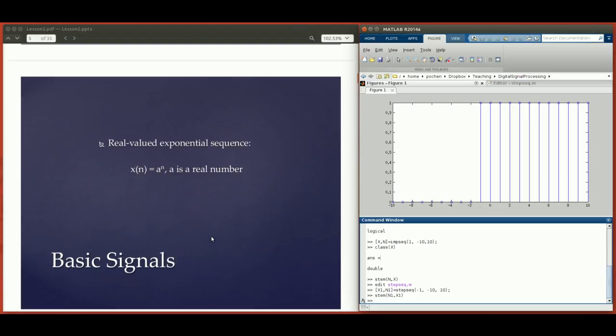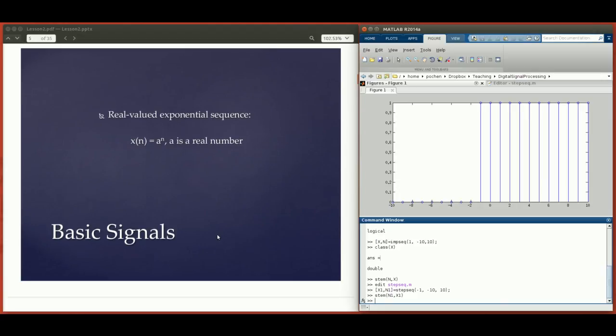So you can still try to construct more such functions, right? We also have real valued exponential sequence. A real valued exponential sequence looks like that. Xn equals to a to the nth power. A is some kind of real number. But instead of writing a function, I'm just gonna type the command inside of the command window. So what I'm gonna do is first construct a horizontal axis.